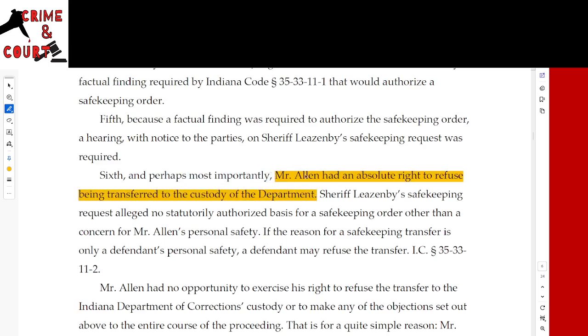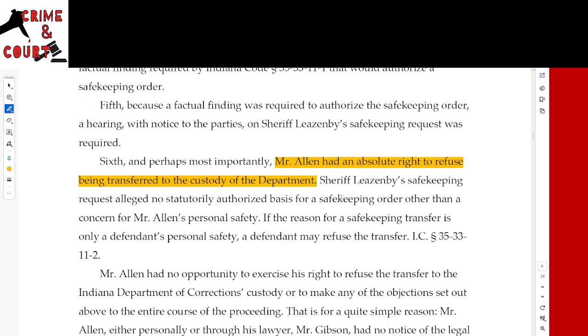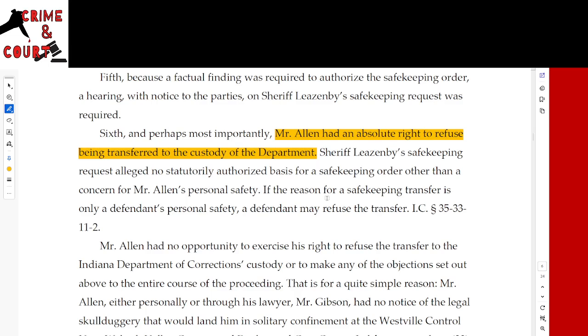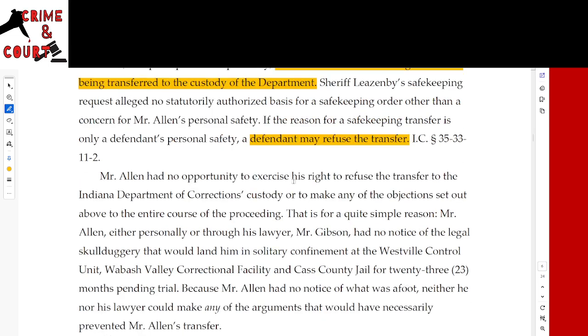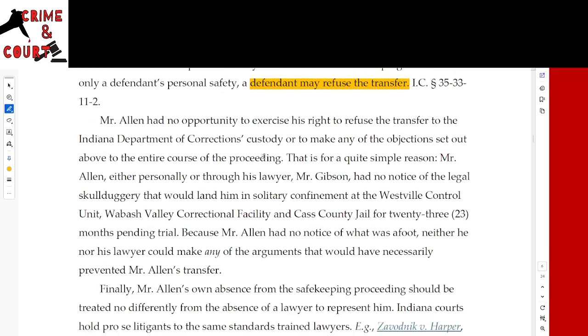So he was originally in the sheriff's custody because that's who arrested him, but then they transferred him to the Department of Corrections. Sheriff Lesenby's safekeeping request alleged no statutorily authorized basis for a safekeeping order other than a concern for Mr. Allen's personal safety. If the reason for a safekeeping transfer is only a defendant's personal safety, the defendant may refuse transfer, which he wasn't given that option and he had a right to do so.